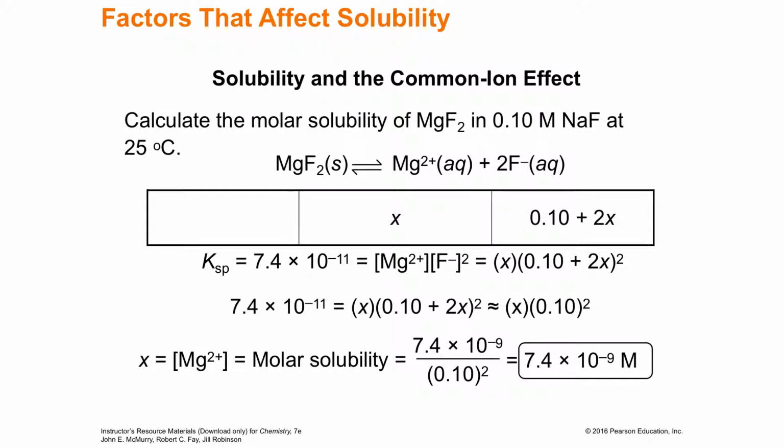Section 17.5, factors that affect solubility. There's actually three factors that can affect whether something is soluble or less soluble. If you have a common ion, you can make something less soluble. We'll see that in a second.